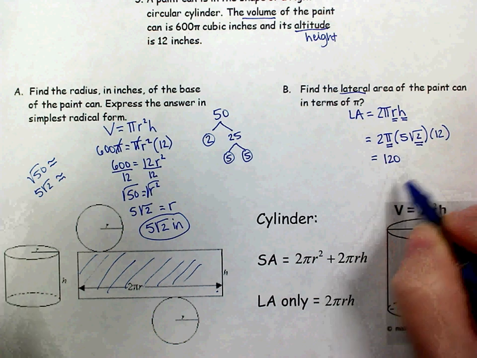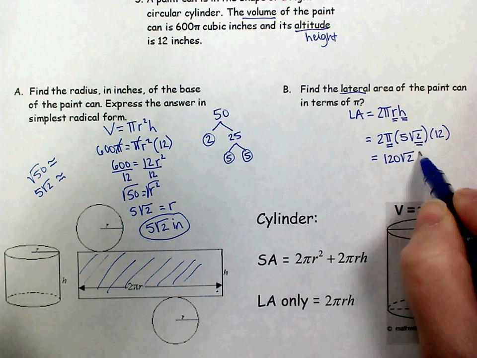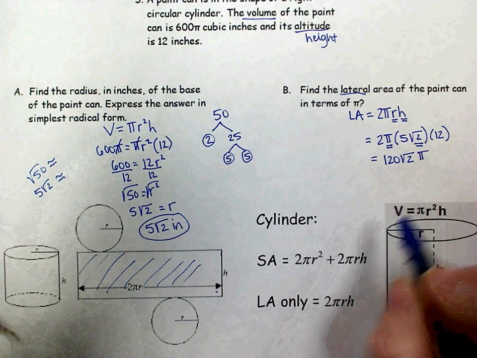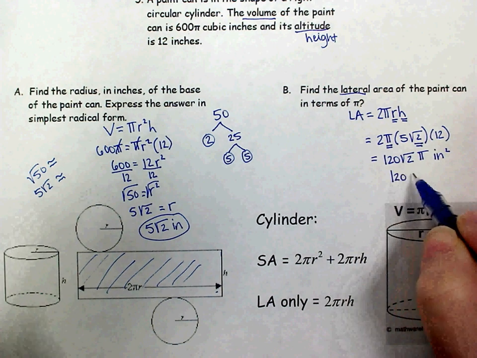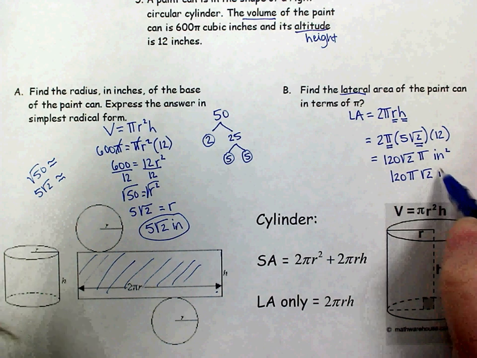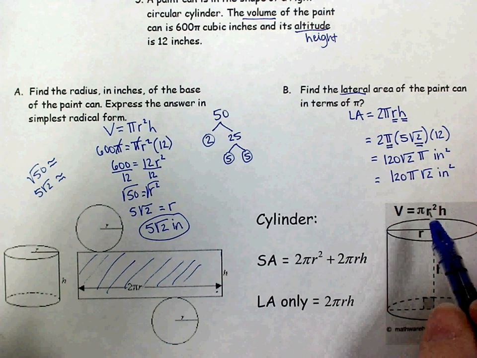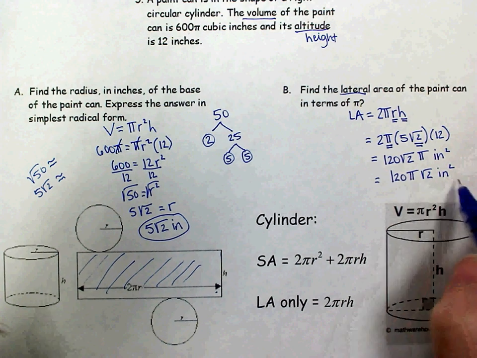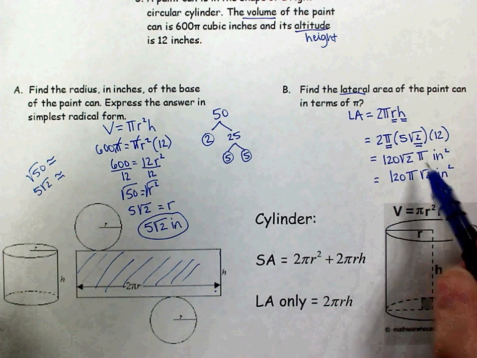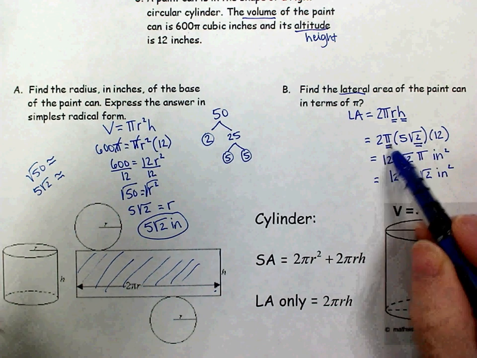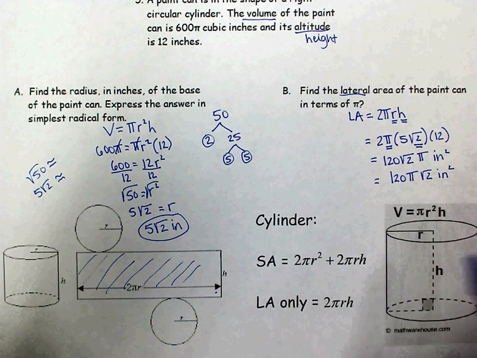And then you can either put the pi next or the square root of 2. I usually put the square root of 2 and then the pi square inches, or you could have 120 pi square roots of 2 square inches. The order doesn't matter because all of that is multiplication. So again, don't put in the radical part or the pi in your calculator or it'll force you to round at that point. Leave those out so you have an exact answer.